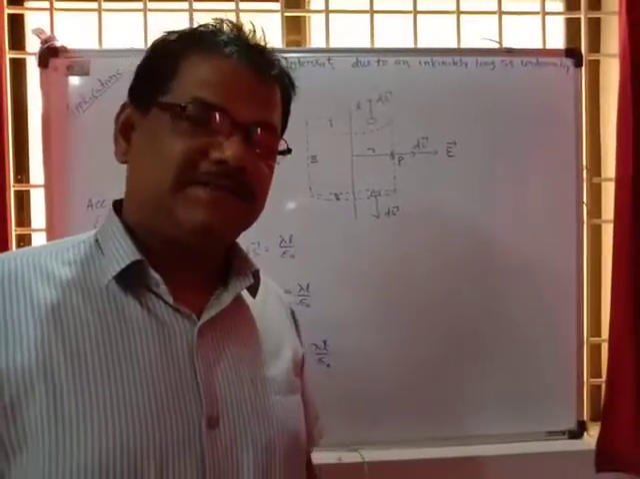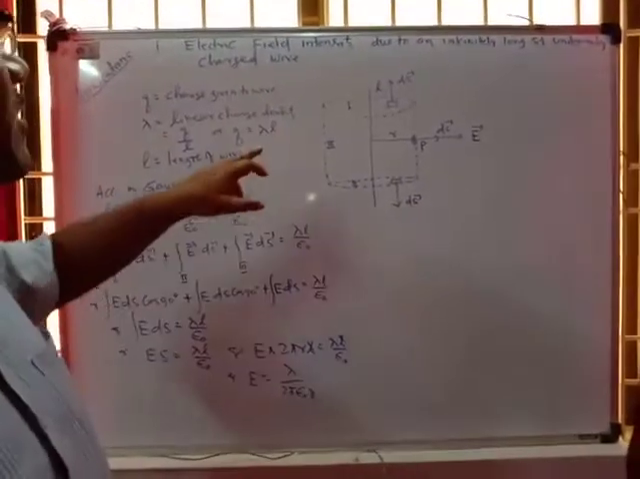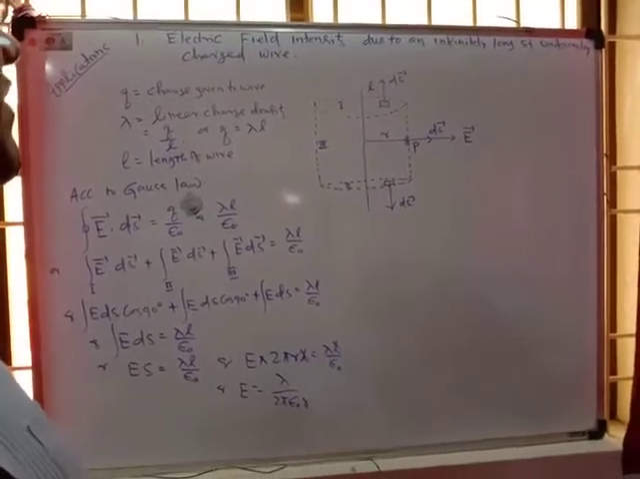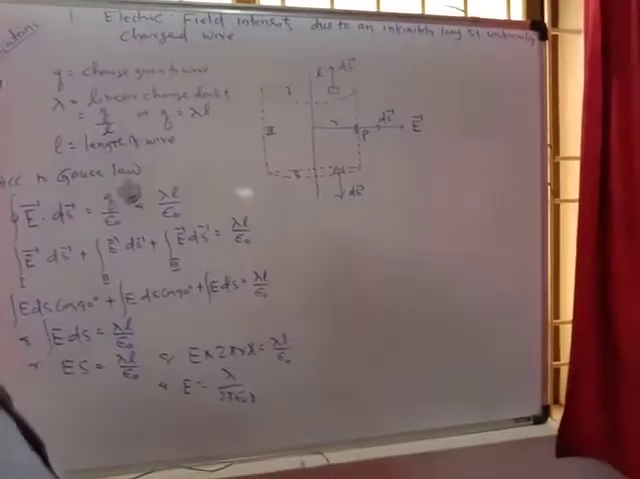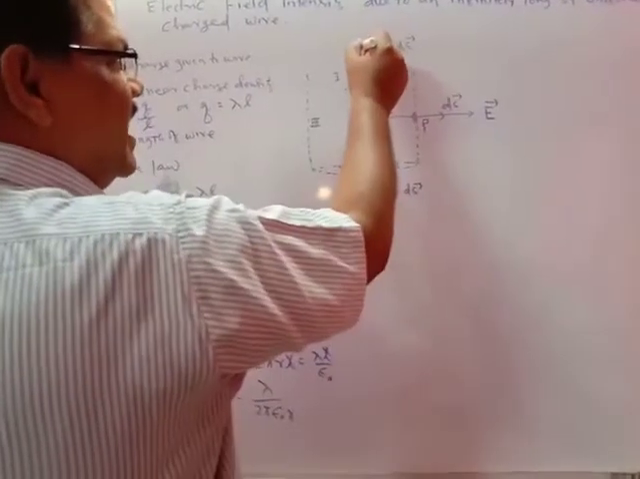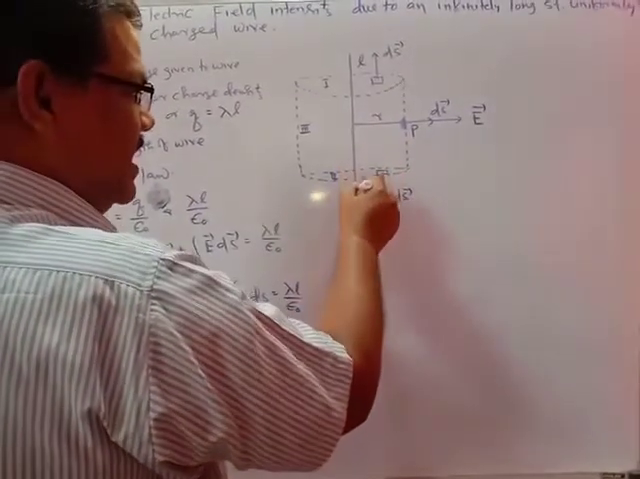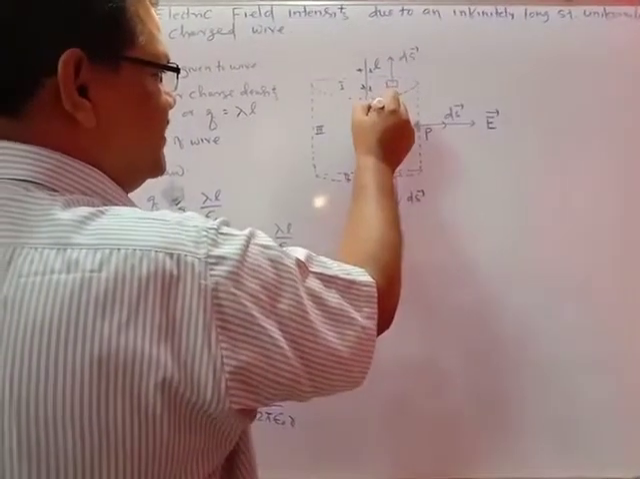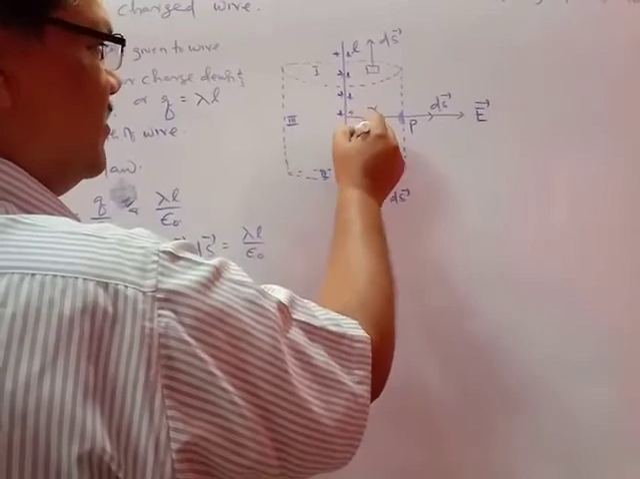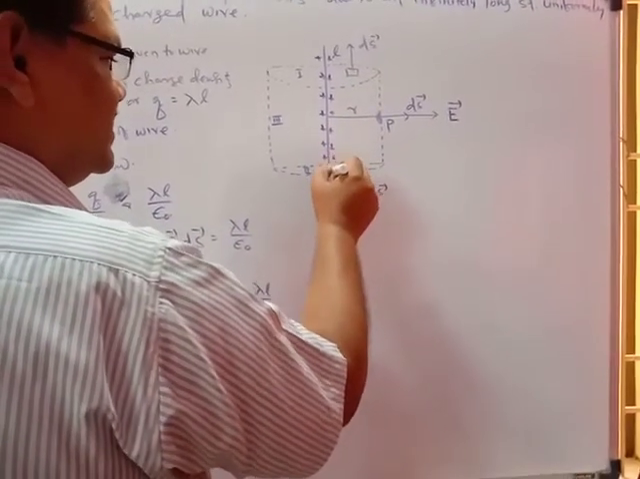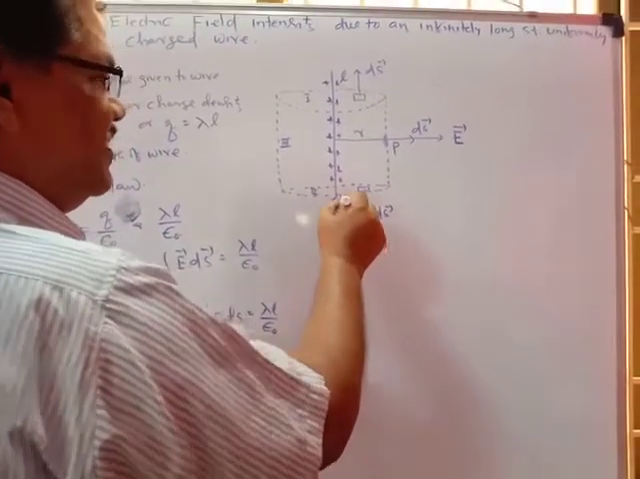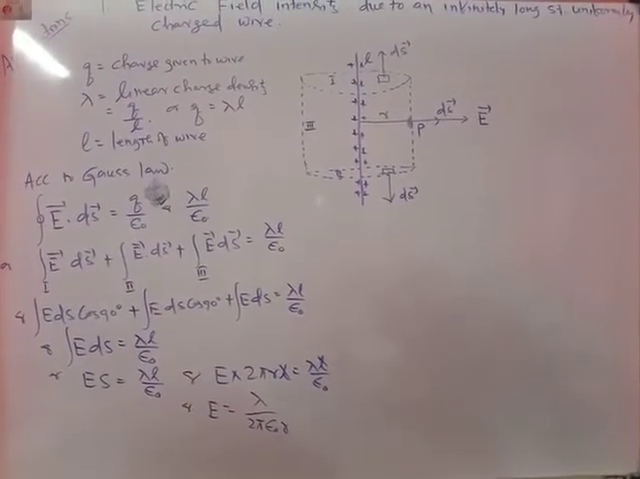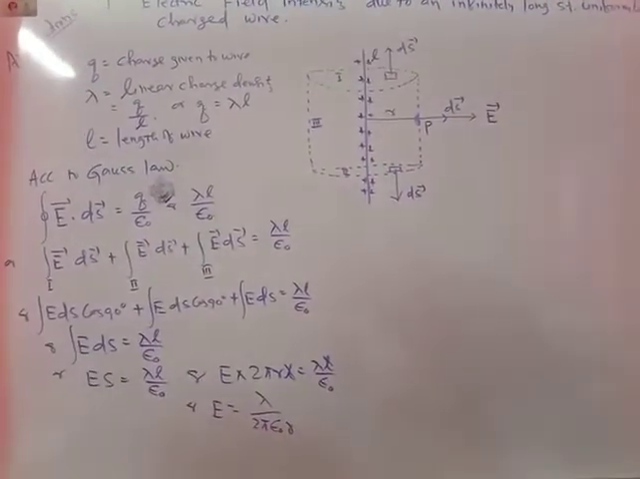So, the first application of Gauss's law is to find the electric field intensity due to an infinitely long straight uniformly charged conductor. This is the long straight conductor. The charge is distributed uniformly. As I told you once, when charge is distributed uniformly throughout a long straight conductor, the distribution of charge is called the linear charge distribution.